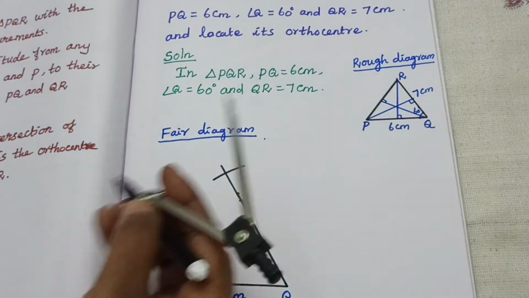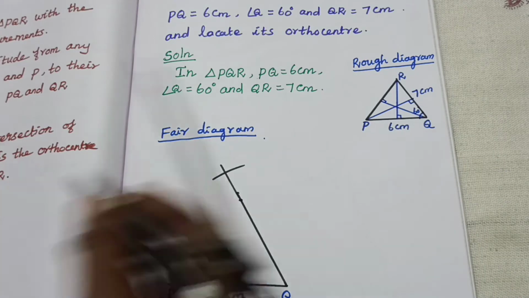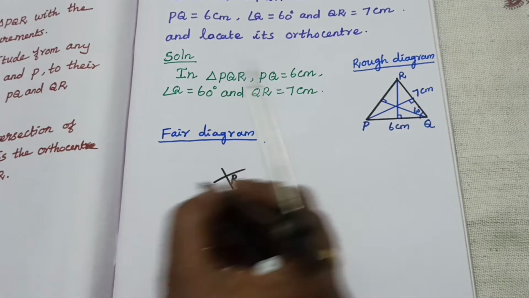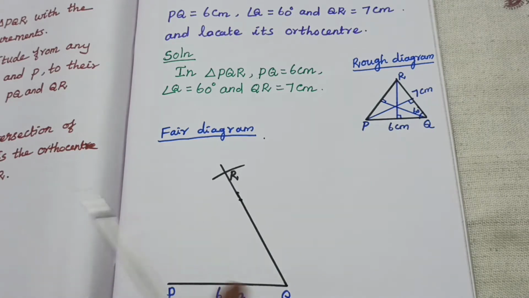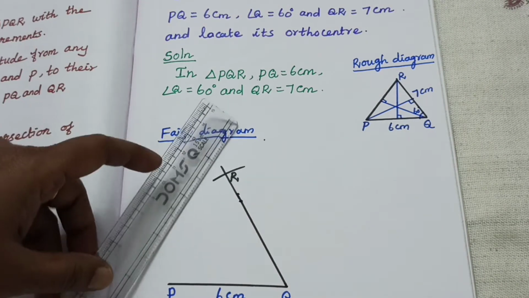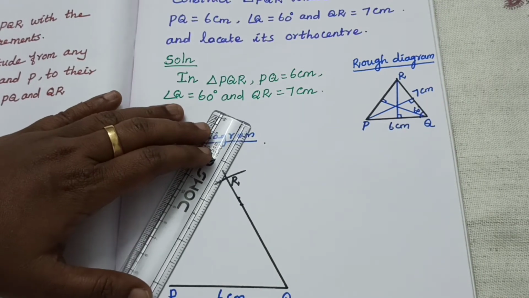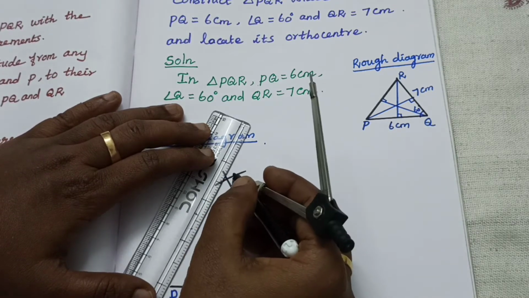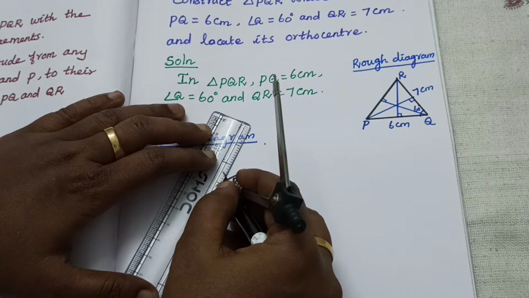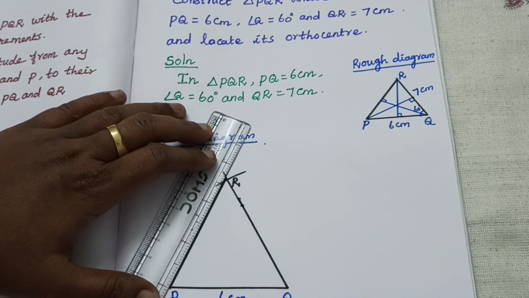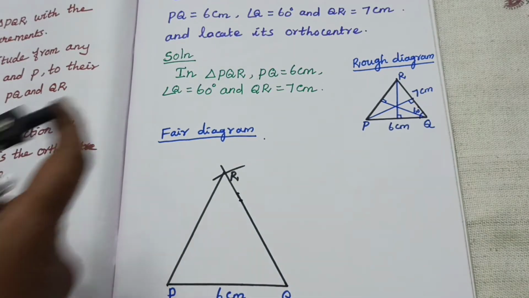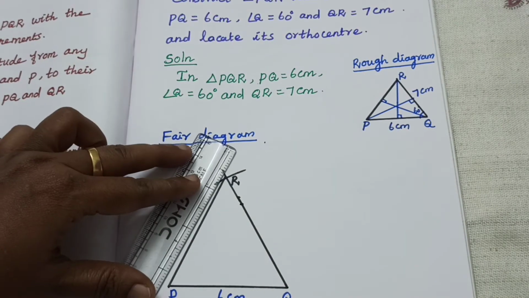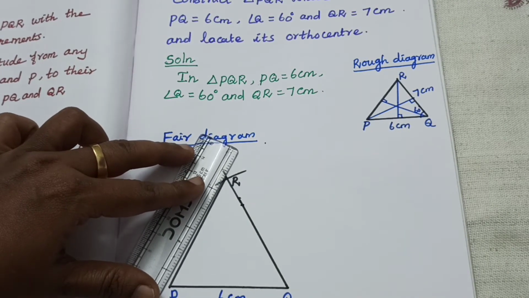Okay. Then here one point we got. Which point? This is R. This point is R. Then PQ. Then R also we got, isn't it? Then join PR. Now we construct the triangle PQR, isn't it?